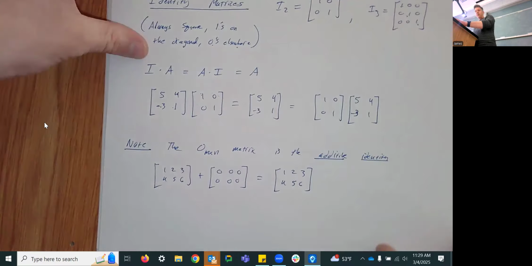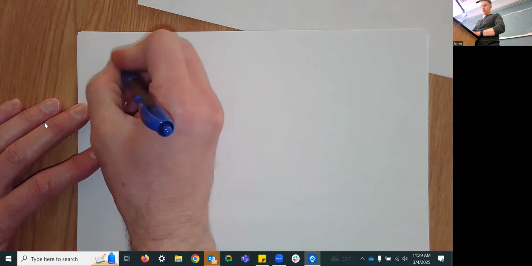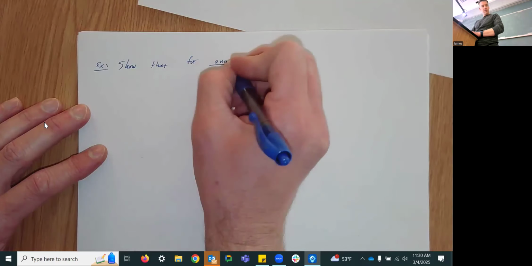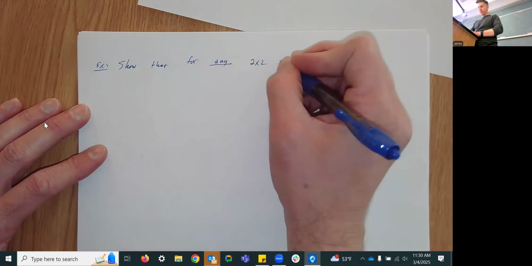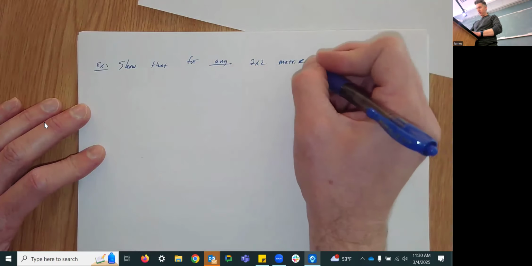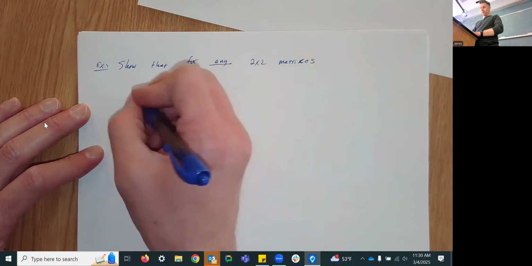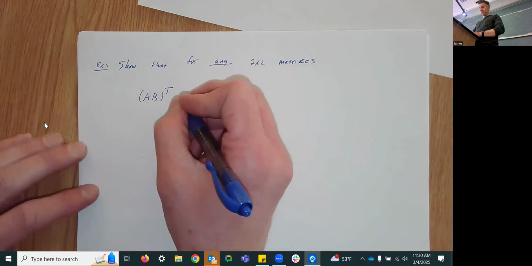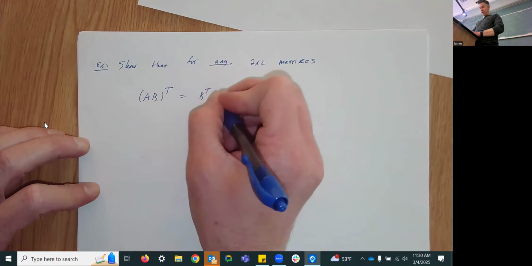Yeah, let's look at this question. Even though I don't really want to do this next one, I feel like it's something that Dell would ask. So the next question is, show that for any 2 by 2 matrices, sorry, we have two of them, that A times B transpose is equal to B transpose times A transpose.